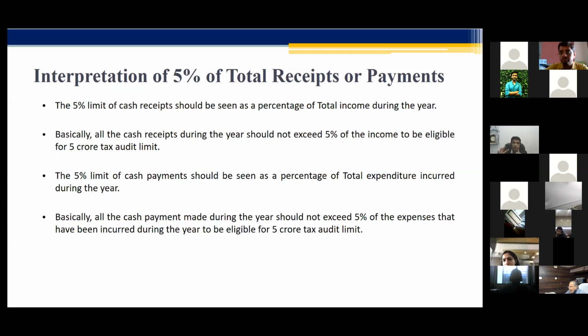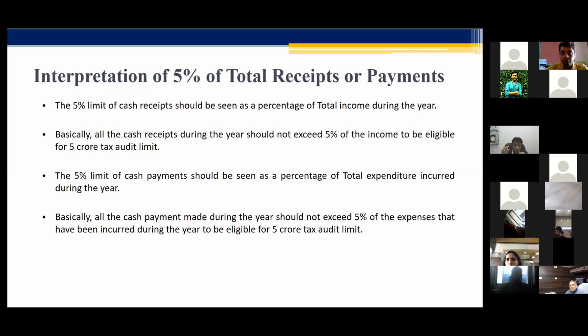The objective behind 44AB is always to determine the correct computation of total income, the items which impact the profit and loss. So profit and loss includes my income side and my expenditure side. On the income side, if you see the main section before the proviso has come, it talks of sales, gross receipts, and turnover.